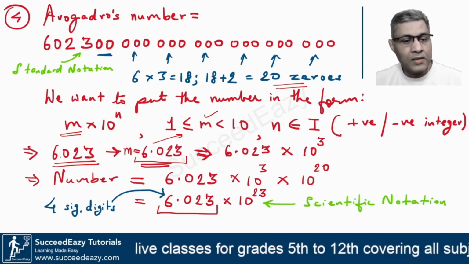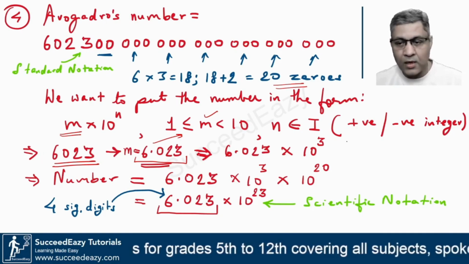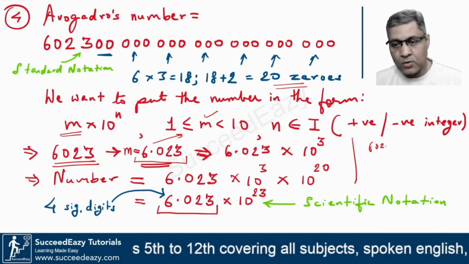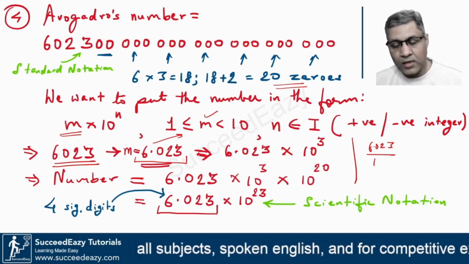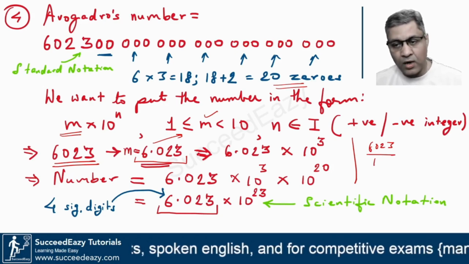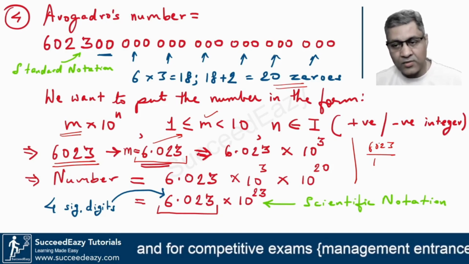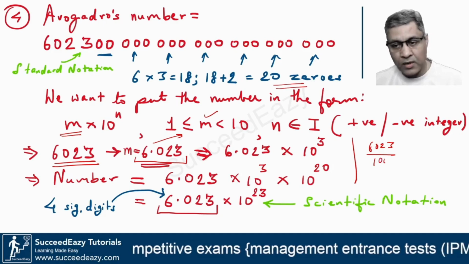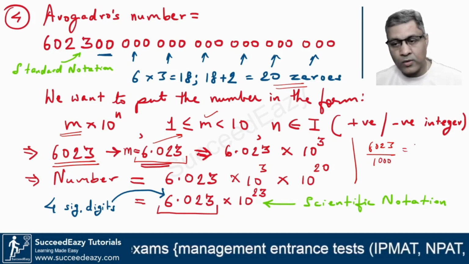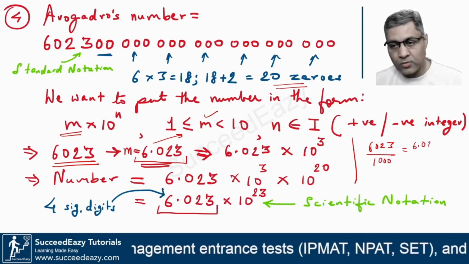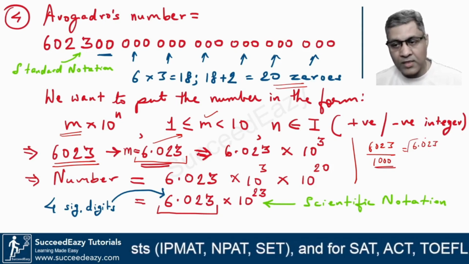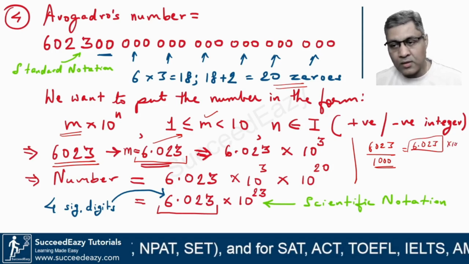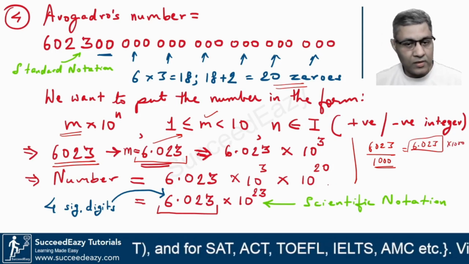Basically to convert this, you take 6023 and you divide it by, you want the decimal after 6, so there are how many digits ahead of 6? There are 3 digits. So you divide it by 1000. When you do that, you end up with 6.023, correct? Now that you have divided by 1000, you will have to multiply this number by 1000 so as not to change the value.